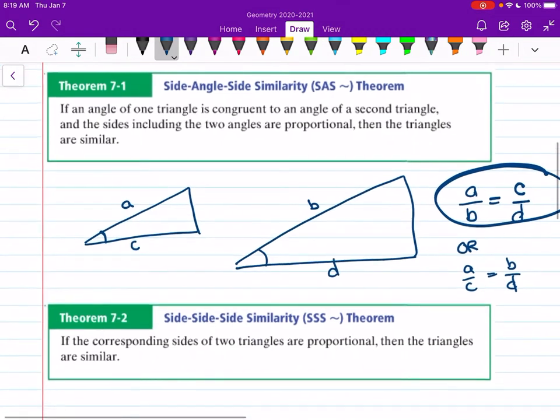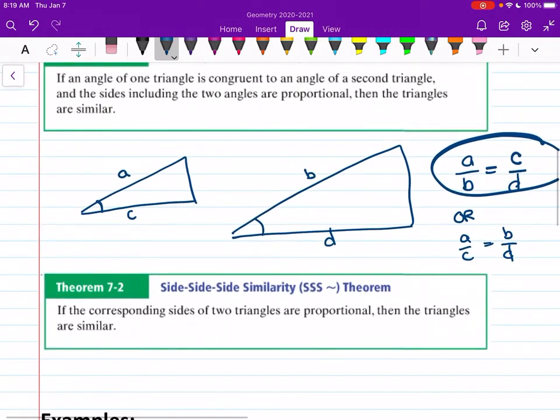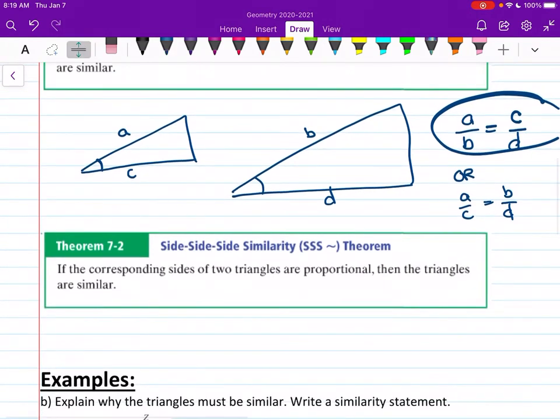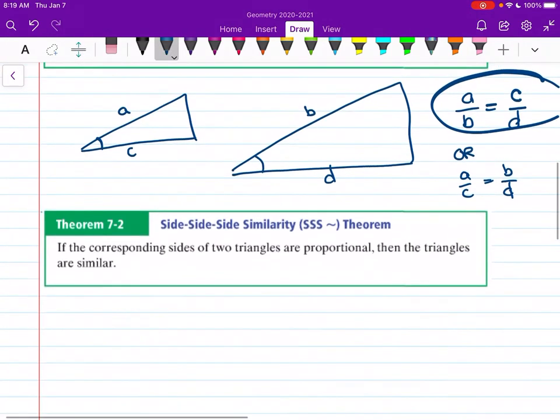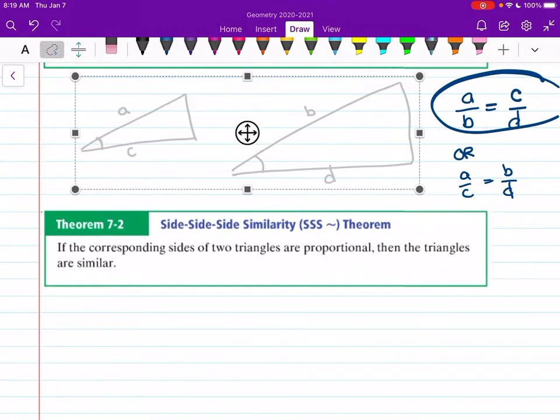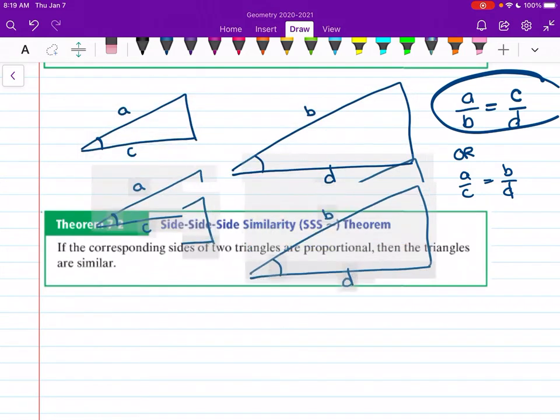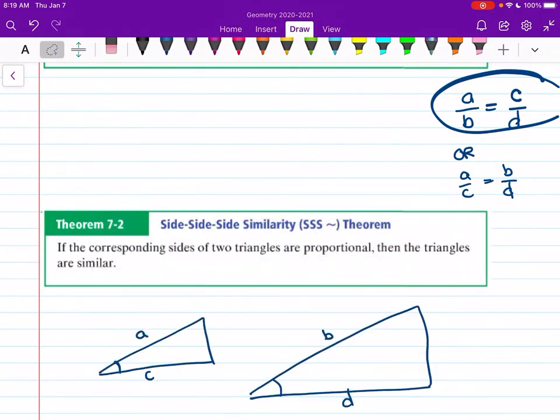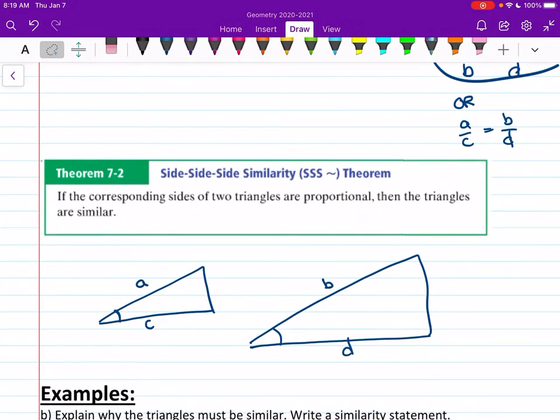So then we have the next theorem, which is the side-side-side similarity theorem. It says if corresponding sides of two triangles are proportional, then the triangles are similar. So for this one, in my two triangles, let's copy these triangles here. Where's my copy button? I don't know where my copy button is. I'm just going to drag them down. And then we're going to add another side. So let's add side E and F.